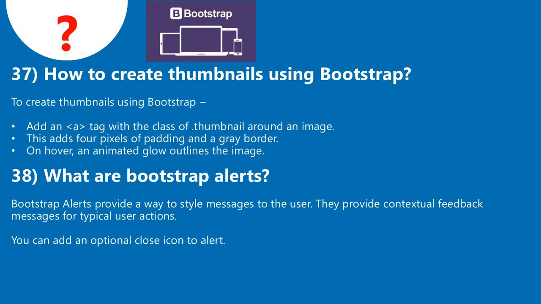37. How to create thumbnails using Bootstrap? To create thumbnails using Bootstrap, add an a tag with the class of .thumbnail around an image. This adds 4 pixels of padding and a gray border. On hover, an animated glow outlines the image.